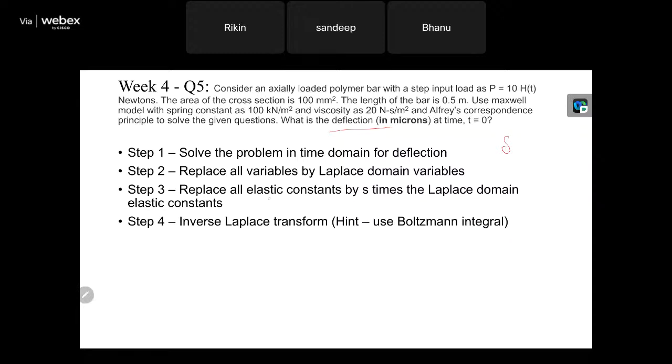And you replace all the elastic constants, that is the E, the elastic constant, that is the spring constant, by s times the Laplace domain elastic constants. So basically, if you have E of t, you replace this by s into E of s. And you maintain this as variables. And then you take the inverse Laplace transform. Now there's a slight hint that you have to use the Boltzmann integral or the Boltzmann superposition principle that you've learned. If you do that, you'll find the answer. And after you take the inverse Laplace transform, then you can substitute the values that are given in the question.